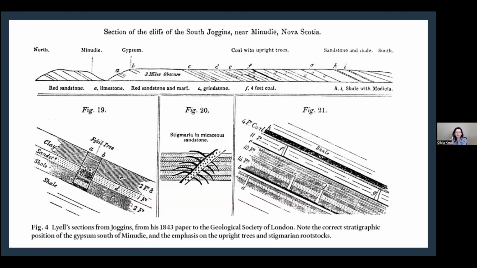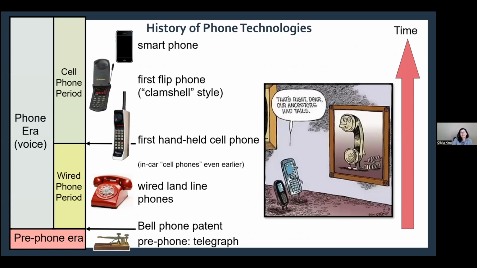So this is just an example of that, laid out in Lyell's section of Joggins. As you can see, the fossil trees have different infill than what's around them. Another way of looking at this, and basically subdividing time using these types of techniques in fossils, is kind of the history of technology. Everyone has a phone, but they used to have tails. And if we start looking at time in this way, where we can use different objects or different animals and plants to start subdividing time, we can understand where we are a little better.